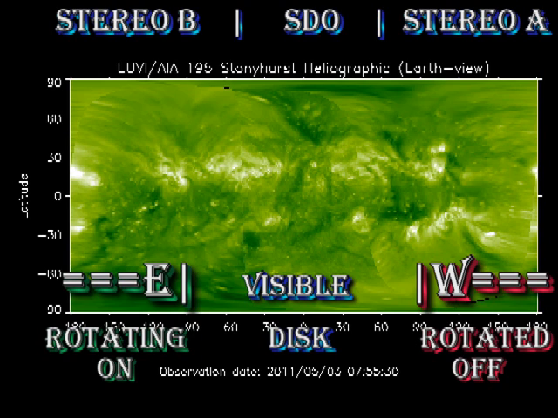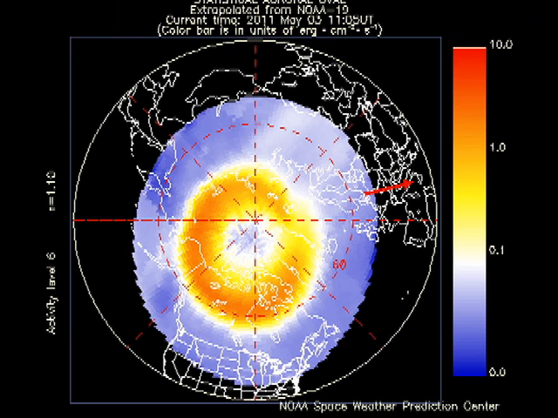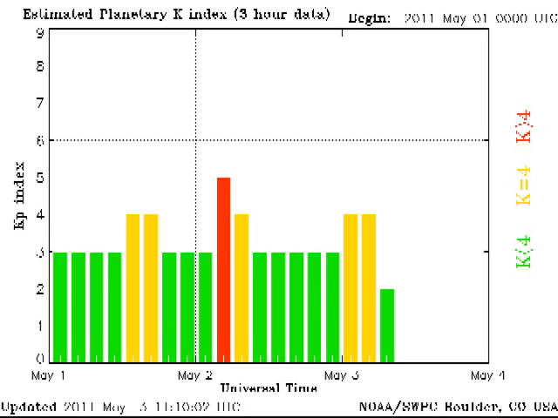From our composite coronal image we can see that the last of the major regions in the northern hemisphere is about to rotate onto the disk. After that there's nothing due back for several days. The auroral zone is looking moderately active, and the Kp index has been varying between 2 and 4.